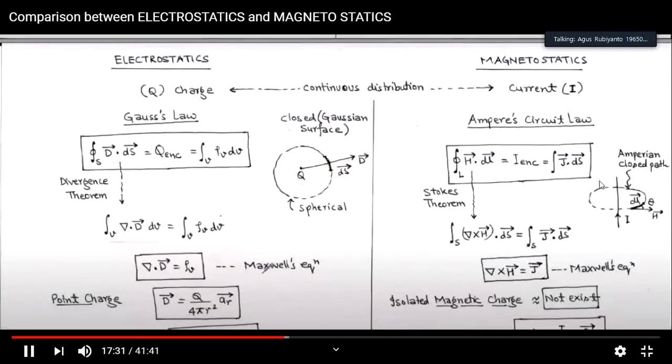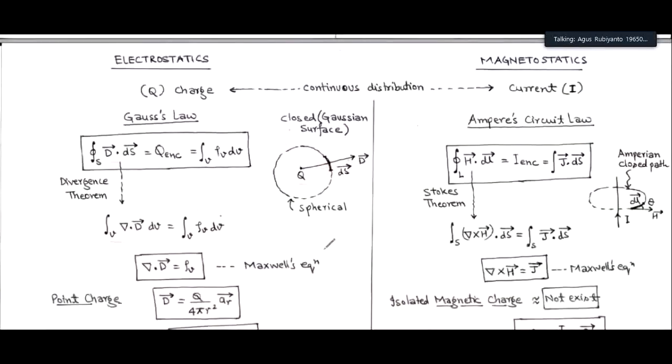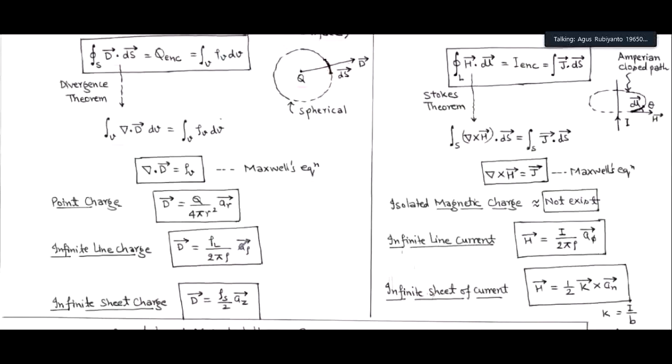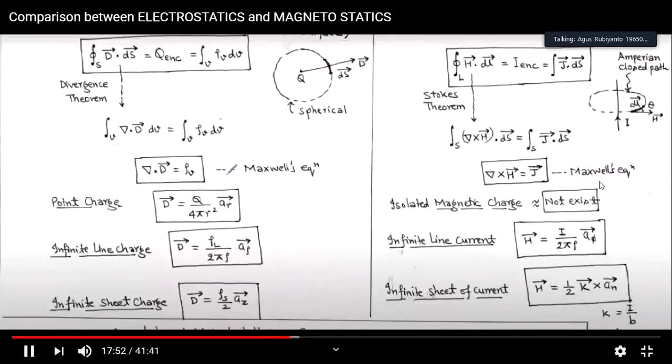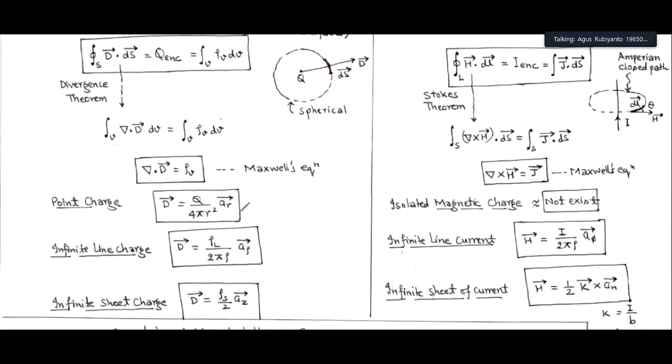This is called Maxwell's equation, that is divergence of D vector equals rho v. Because we know that in case of electrostatics, isolated electric charge exists, so the divergence exists. And the divergence of D vector equals rho v, that is volume charge density, and this is a Maxwell's equation. Also, in case of point charge, D vector equals q upon 4 pi r square unit vector r.